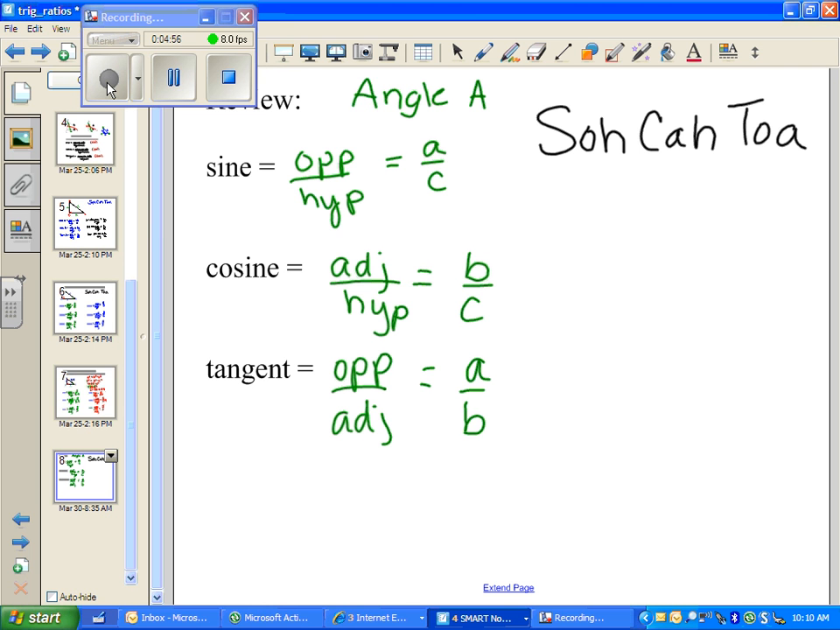There's no hypotenuse in your tangent. You're not dealing with the hypotenuse at all when you're dealing with the tangent. You can also see that with sine, A is on top, with cosine, B is on the bottom, and if you put the A over the B, that gives you tangent. There's a couple of patterns there.